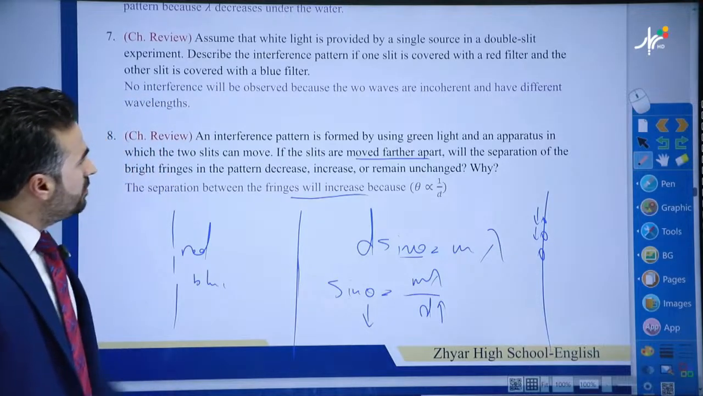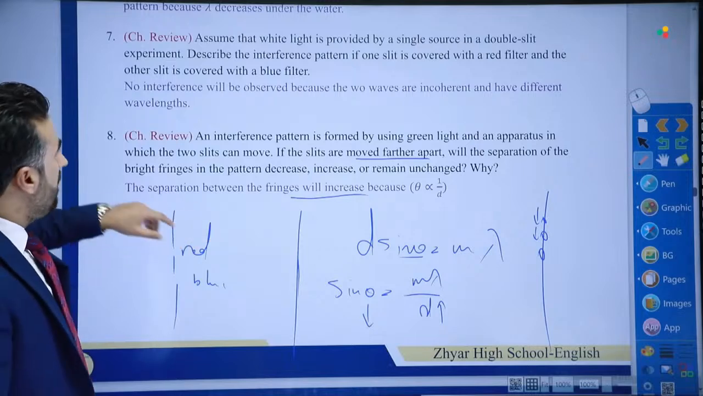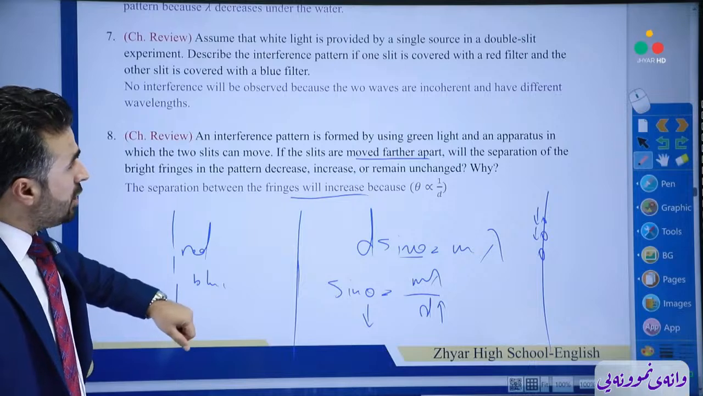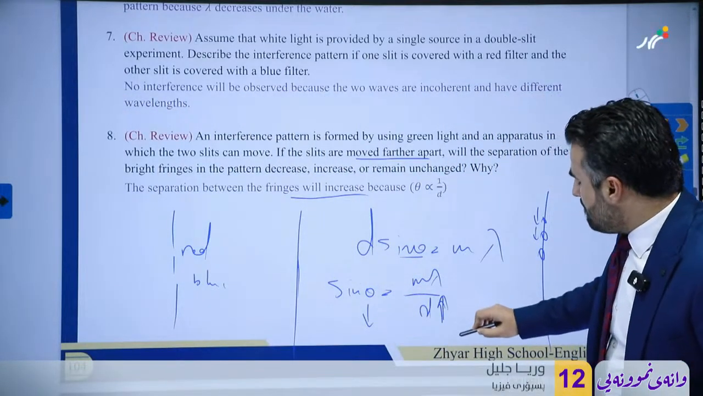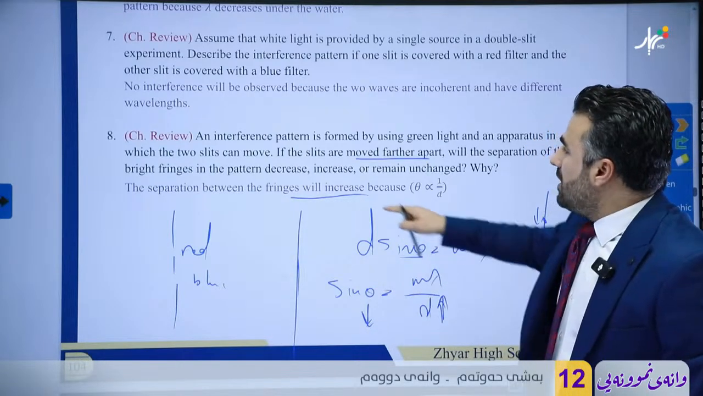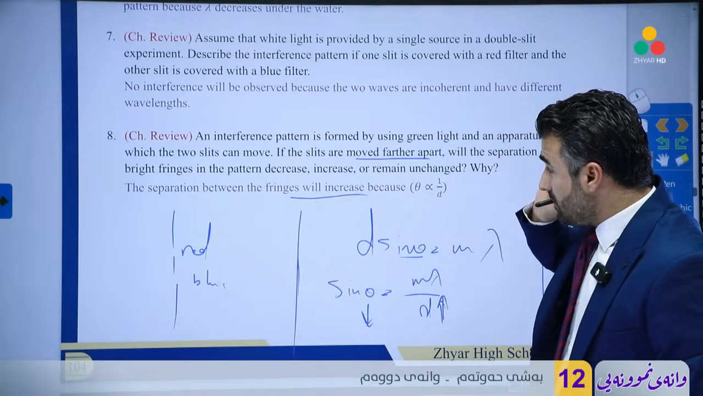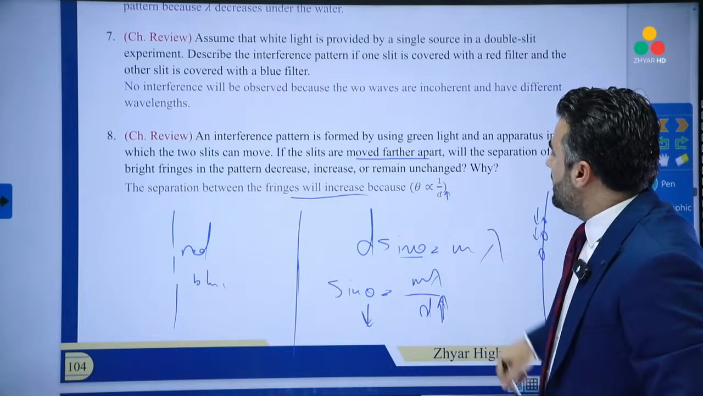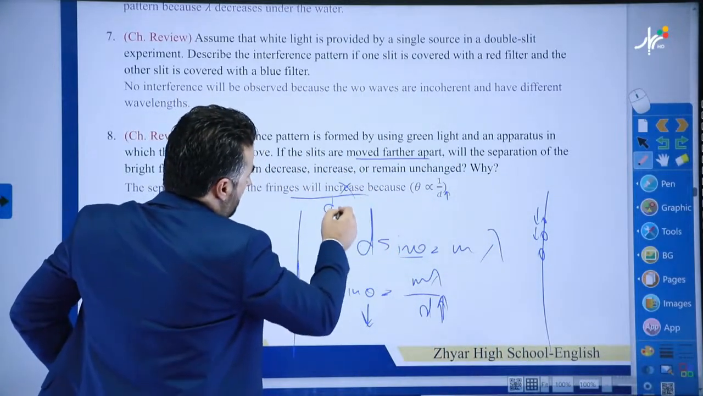What did I do here? It says, if the slits are moved further apart, will the separation of the bright fringes decrease, increase, or remain unchanged? So if we move the slits further apart, and this distance gets bigger, then the angle between the two must get smaller. I'll have to double check with this perhaps. The separation between the fringes will increase because theta is inversely proportional with this. No, actually, it must decrease here. So please erase this one, make it decrease.